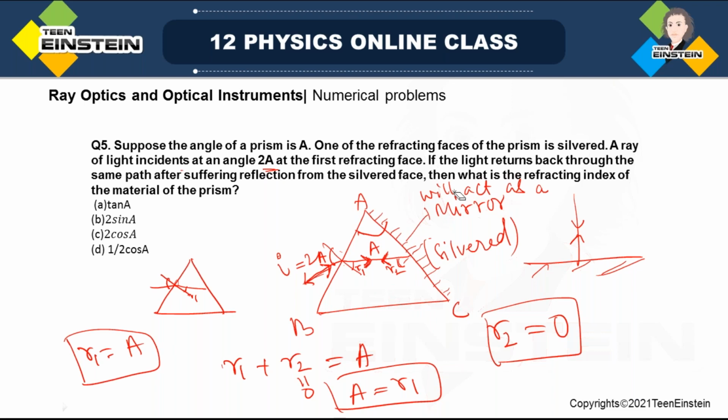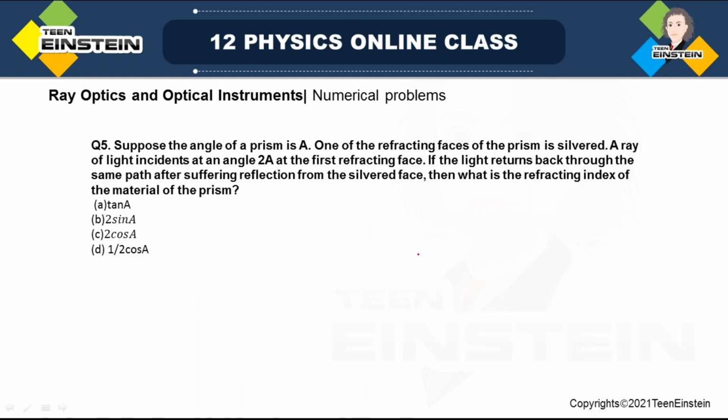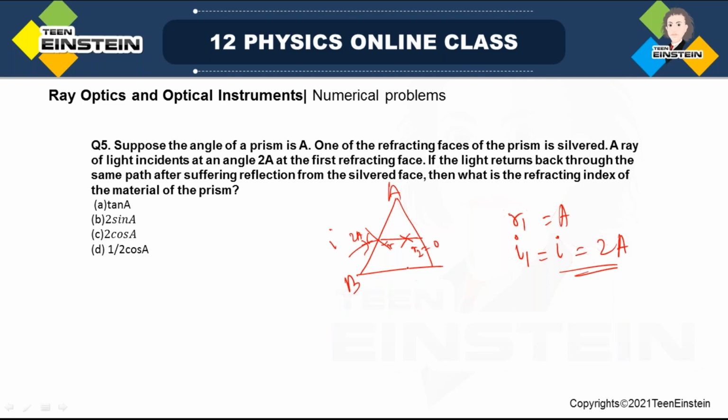Now let me remove everything. We are just applying Snell's law at this interface. This is 2A, the angle of incidence. So the light goes in normally and comes back in the same path. So this is R1, and R2 is 0. We have got R1 equal to A, and I, the angle of incidence, at this AB surface. So I'll write Snell's law for this AB interface itself.